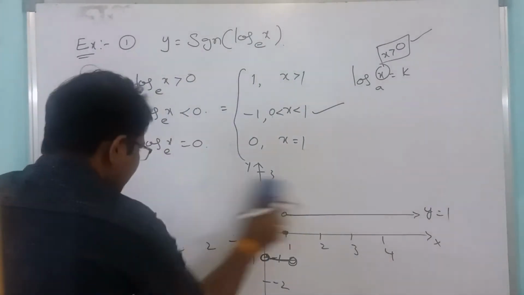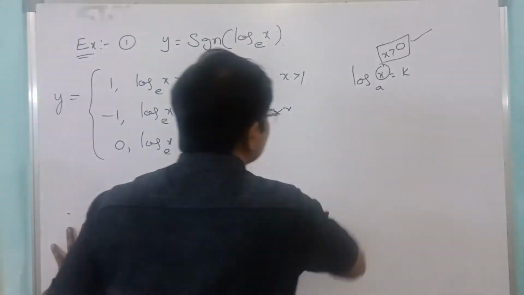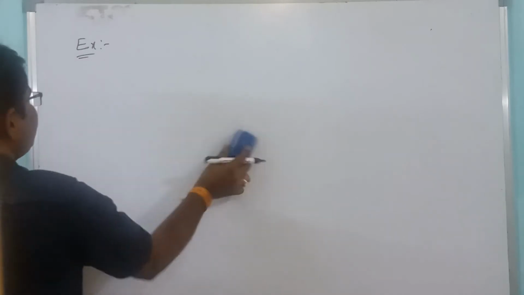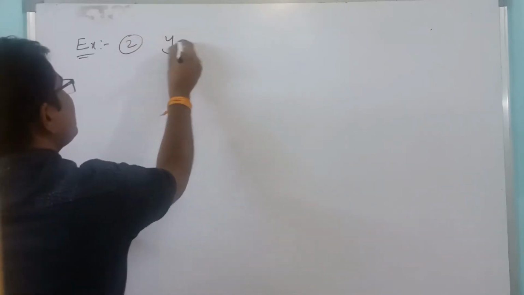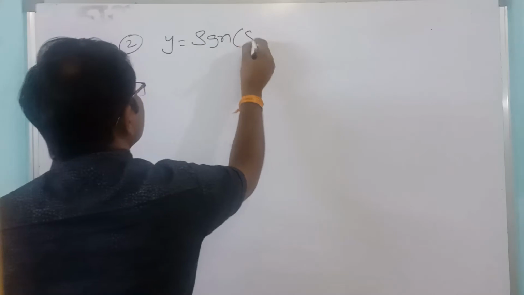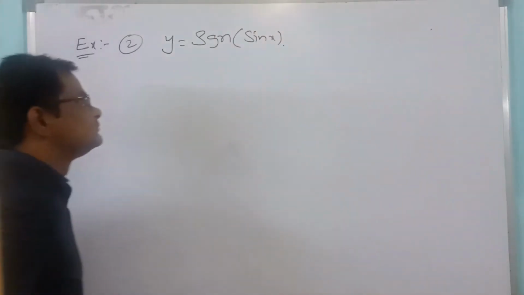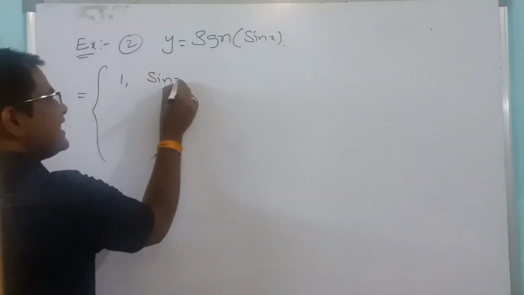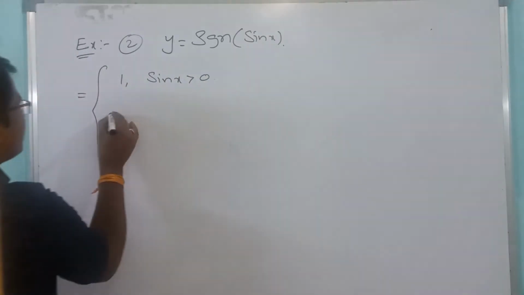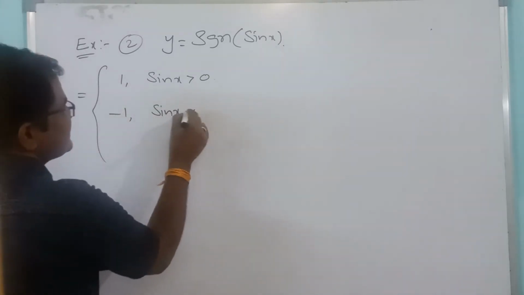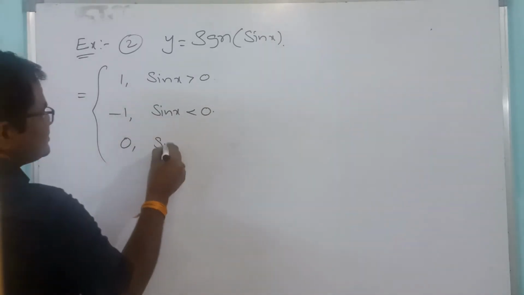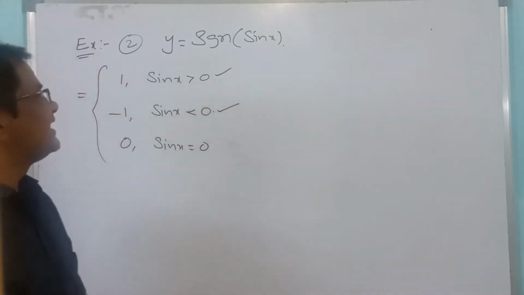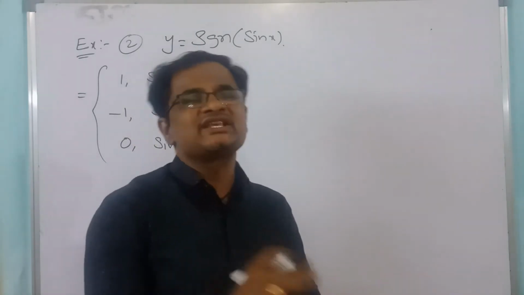Next, you take one more example on this. Suppose you take y equal to signum of sin x. Here also it can be written as 1 whenever sin x is greater than 0, minus 1 when sin x is less than 0, and 0 when sin x equal to 0. Now we have to identify the x values. When sin x is greater than 0, what about the x value?